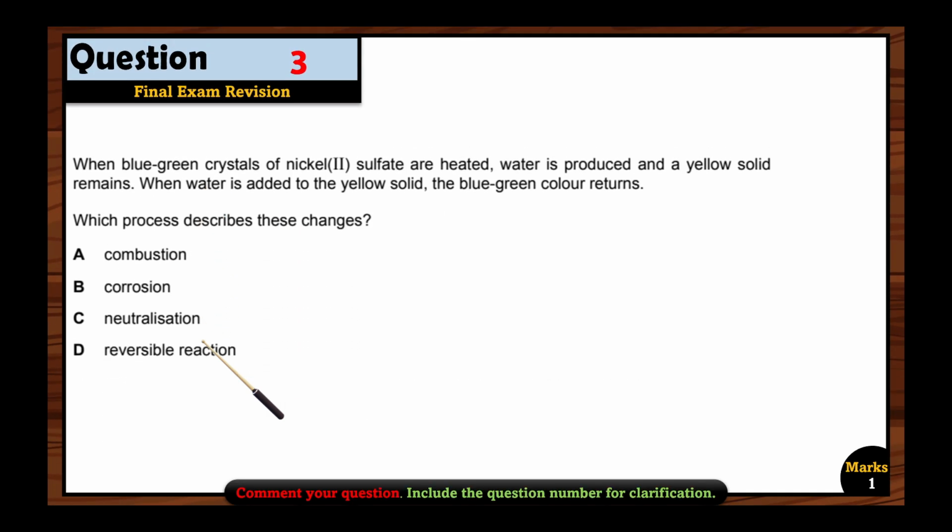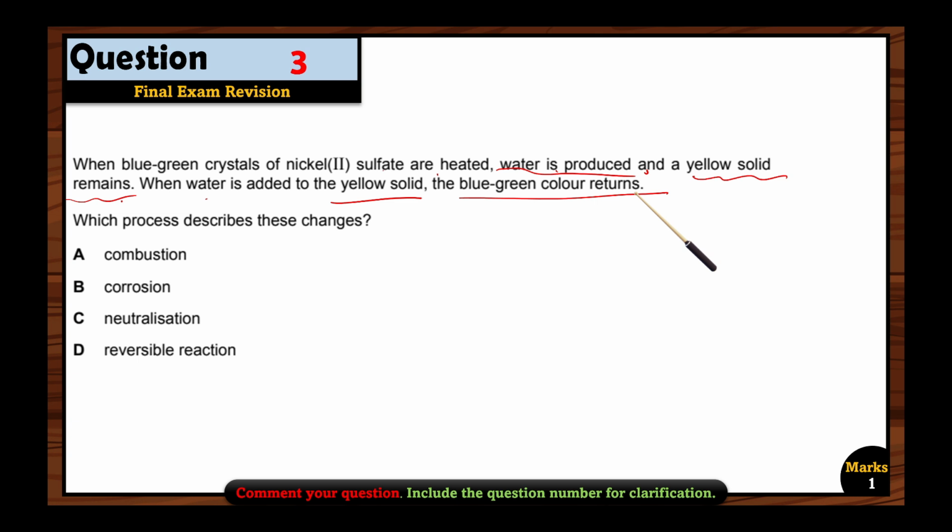Question 3. When green crystals of nickel sulfate are heated, water is produced and a yellow solid remains. When water is added to the yellow solid, the blue-green color returns. So what does it mean? It is a hydration reaction, in which once you add the water, the color will change, and when it is heated, the water will evaporate and the color will change again.